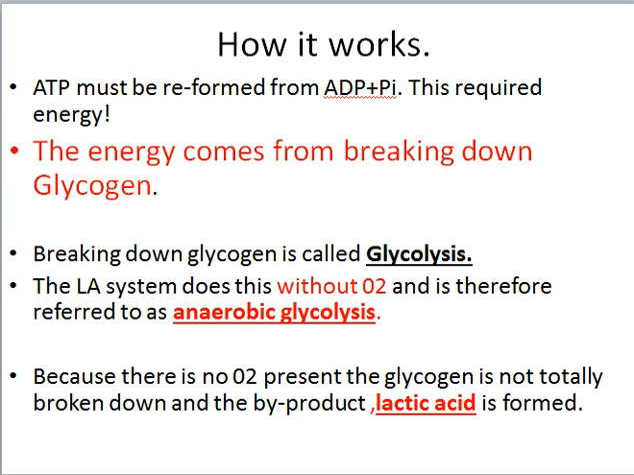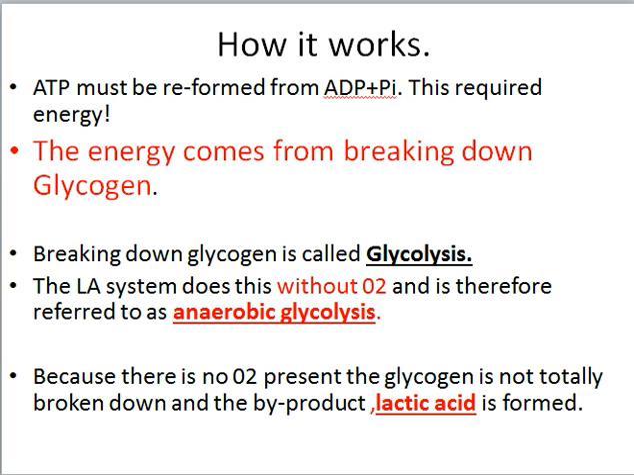ATP must be reformed from ADP and Pi. We know that now. The energy must come from breaking down that stored glycogen. Breaking down glycogen is called glycolysis, hence anaerobic glycolysis. The lactic acid system does this without oxygen and is therefore referred to as anaerobic glycolysis. Because there's no O2 or oxygen present, the glycogen is not totally broken down and the byproduct, lactic acid, is formed.